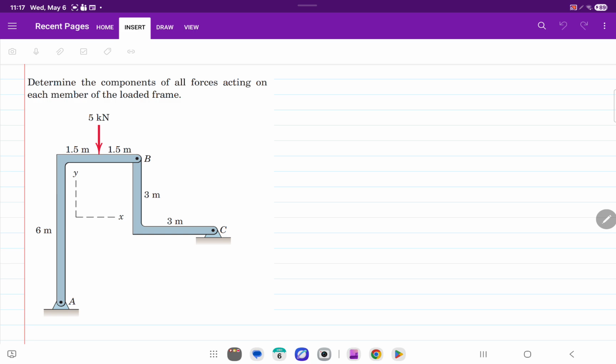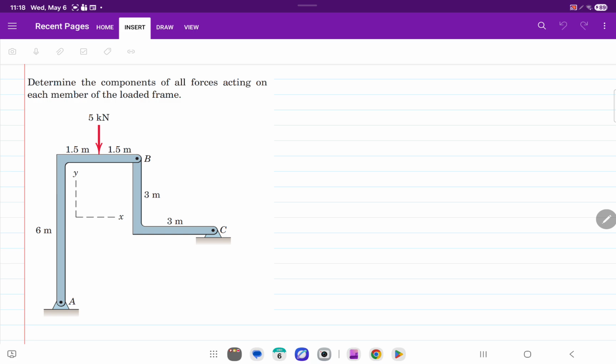While BC can be simplified as a two-force member because the forces only work at the end points of this member, at point B and point C. There is no load in between B and C, so we can simplify BC of the frame as a two-force member. So the question is actually very simple, just to find all forces acting on each member. But let's add more work on this.